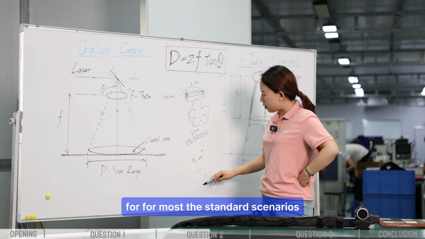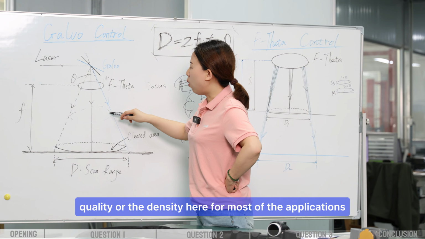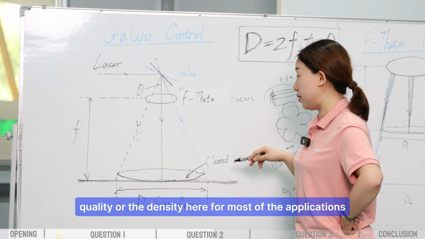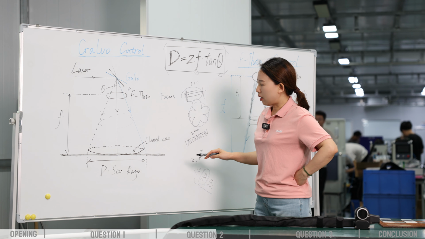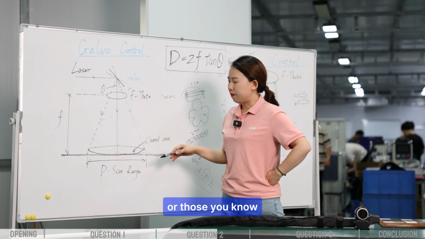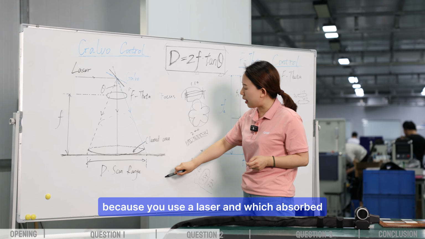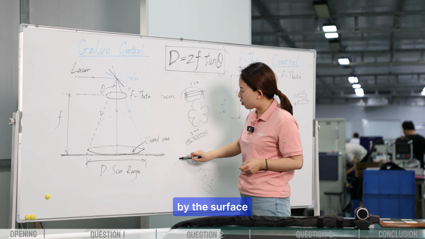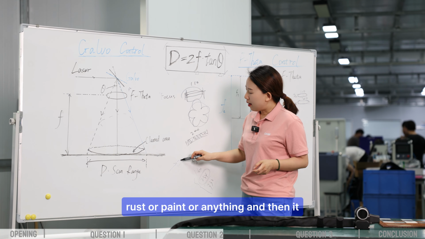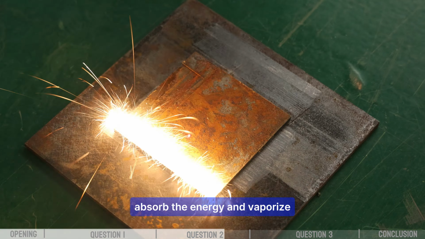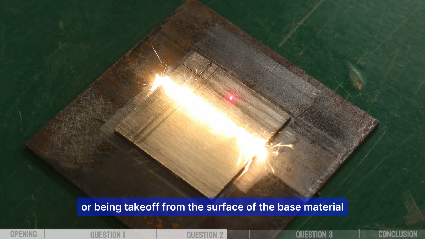For most standard scenarios, the standard is okay because we get the best beam quality or density here for most of the applications. And if you go here, you get very gentle cleaning. For laser cleaning theory, we come back to that, it is because you use a laser which is absorbed by the surface, rust or paint or anything, and then it absorbs the energy and vaporizes or is taken off from the surface of the base material.